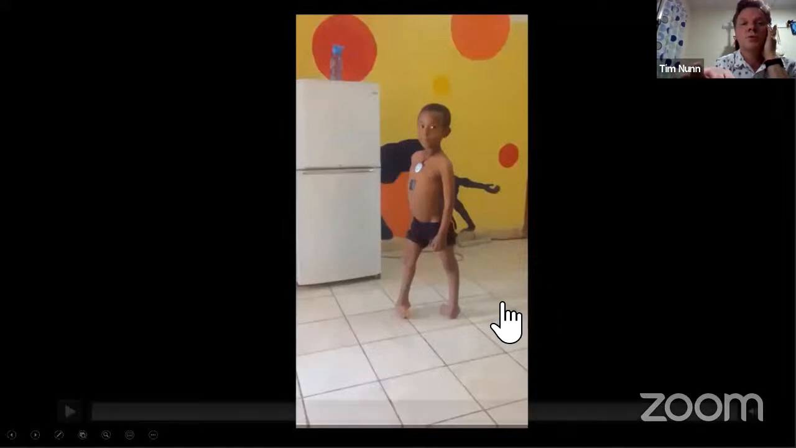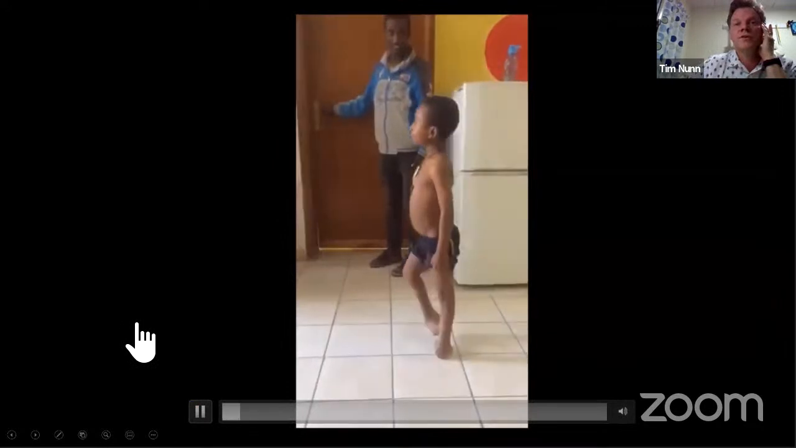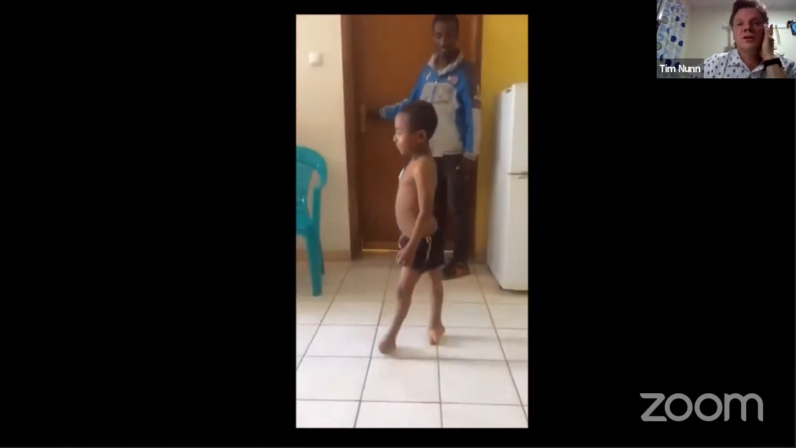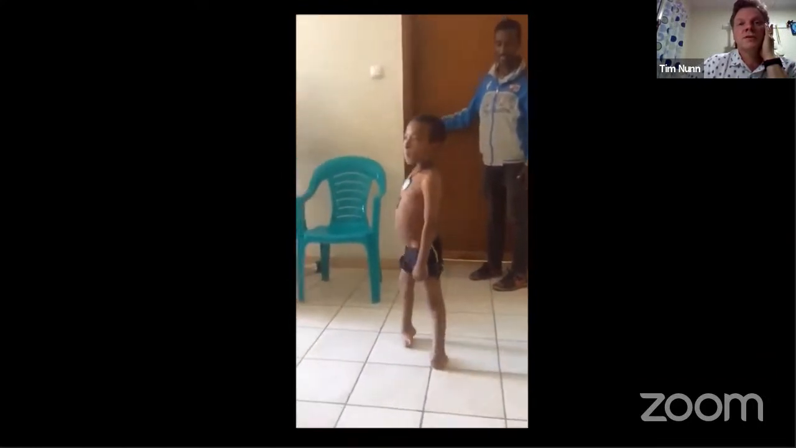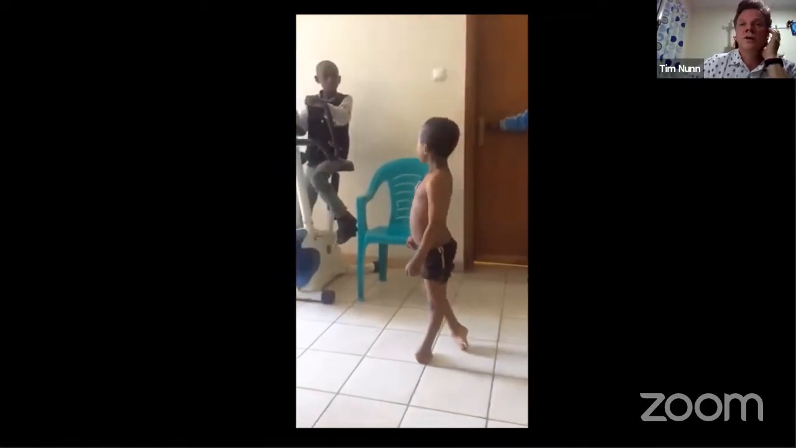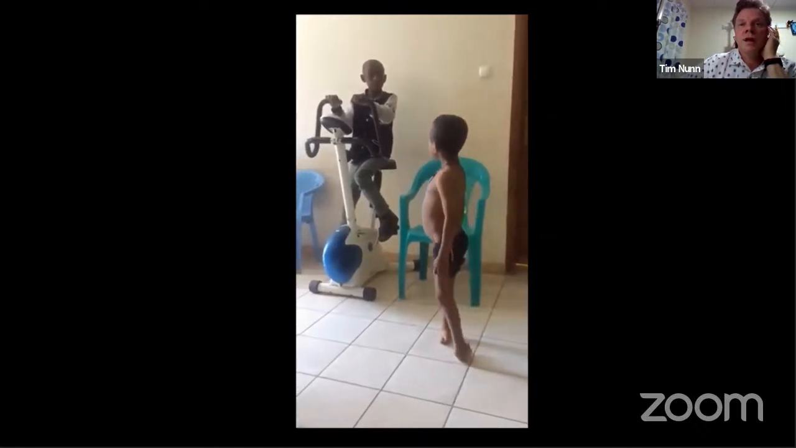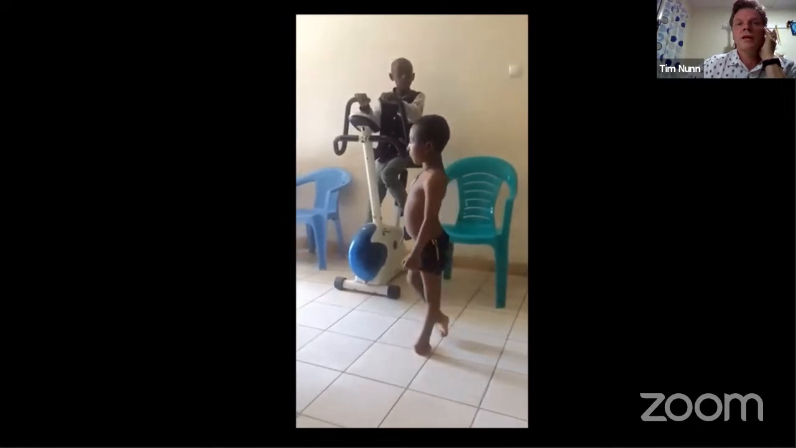Rehab is certainly important. I just want to draw to your attention a few things here. Check out the hyperextension at the knee joint in this kid that's never been treated. Have a look at the pelvis, which is thrown forward in flexion, and that's causing a lumbar lordosis and a protrusion of the belly.